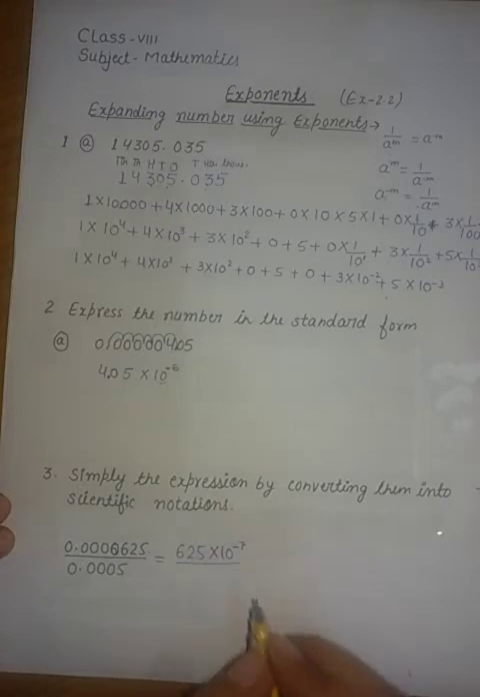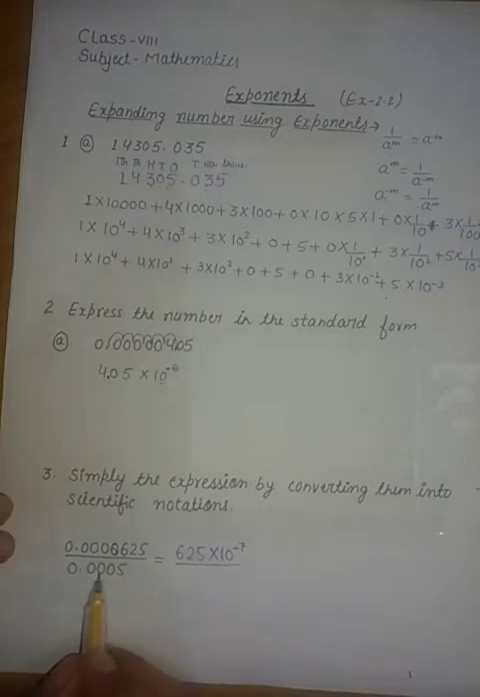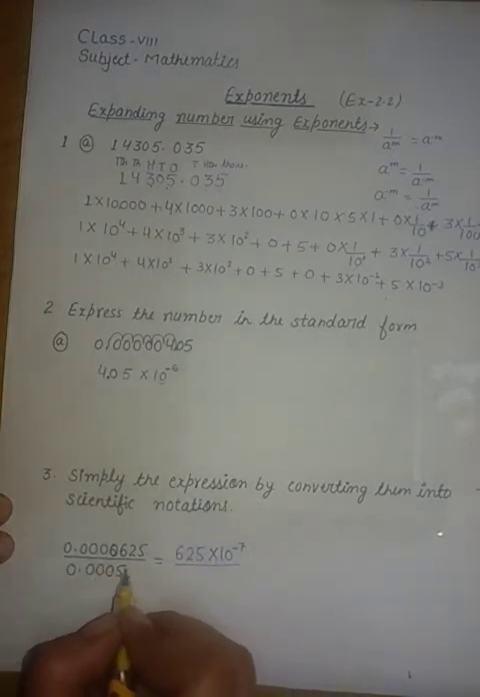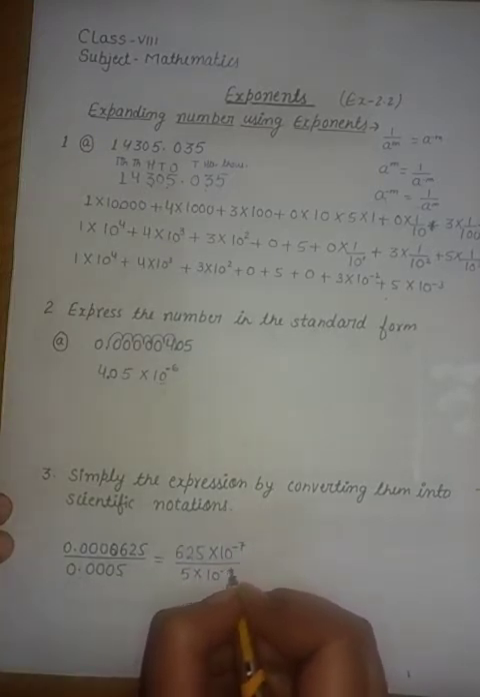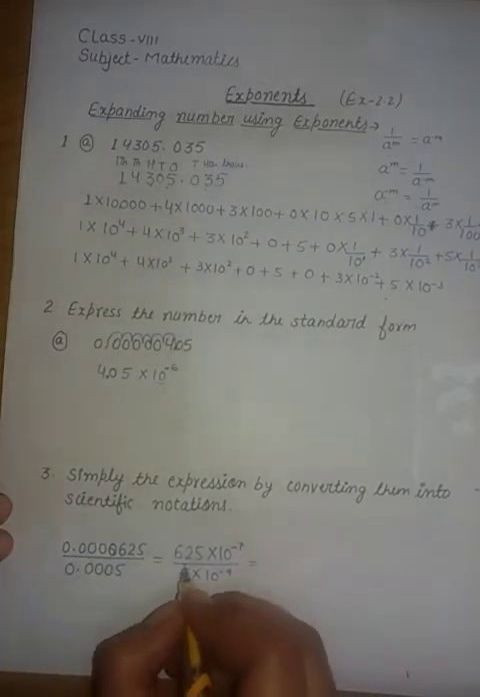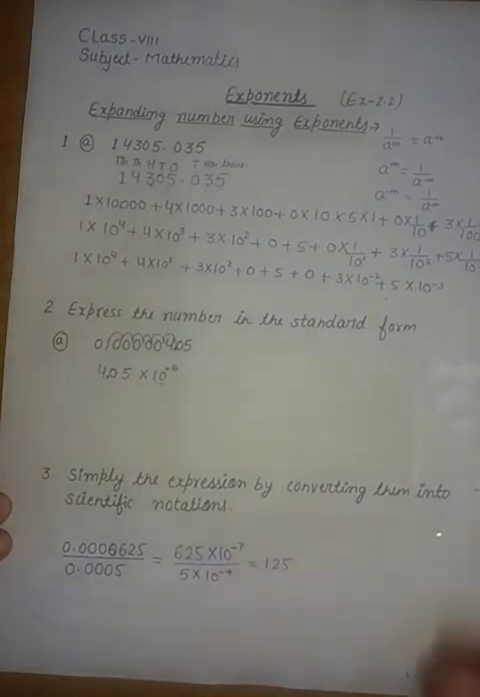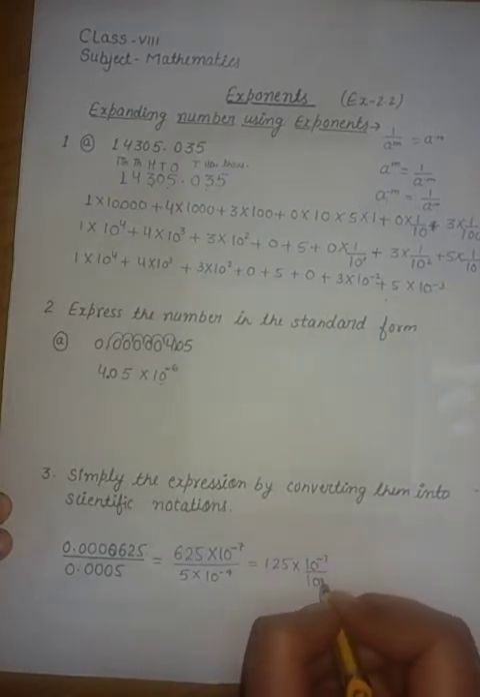10 raised to the power minus 7 because I am moving my point to the right side. Upon 0.0005, I will move my point here after 5. So I am moving my point 1, 2, 3, 4 digits. So I can write 5 multiplied by 10 to the power minus 4. When I divide 625 by 5, I get 125, and I multiply by 10 to the power minus 7 upon 10 to the power minus 4.